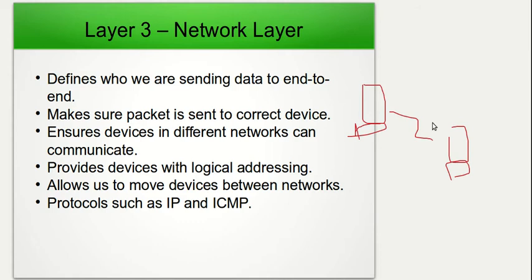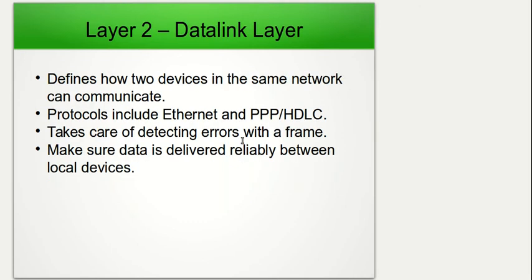The good thing with IP, because it's all logical addressing, is that we can change the network our devices connect to. Now with the network layer, it makes sure the packet is sent to the correct device, and like I said before, it defines who we're sending it to end to end, and allows us to communicate with devices in different networks. When we move to the next slide, we'll see how this actually functions and interacts with the data link layer. The data link layer defines how two devices in the same network can communicate. It essentially defines protocols like Ethernet, PPP, and HDLC.